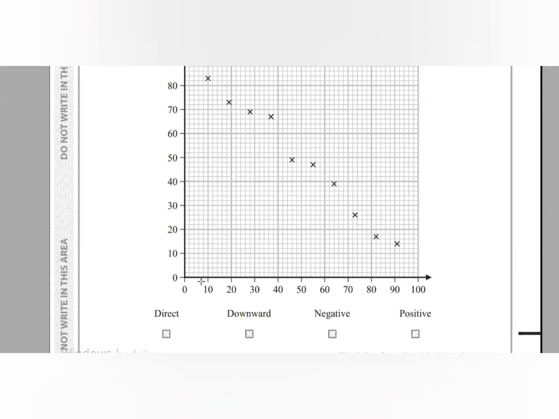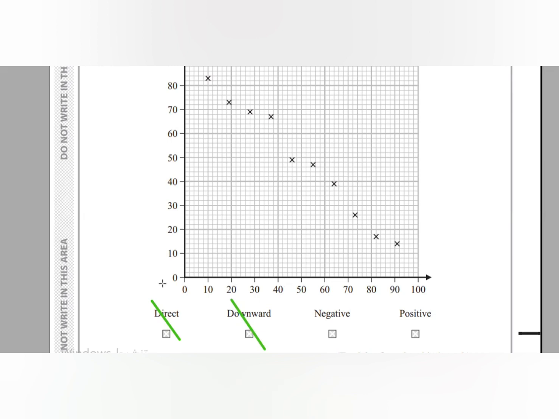Now, direct and downward is not used with correlations. We only use negative, positive, and no correlation. When do we use no correlation? If the points are everywhere. If we have points everywhere, we say no correlation.